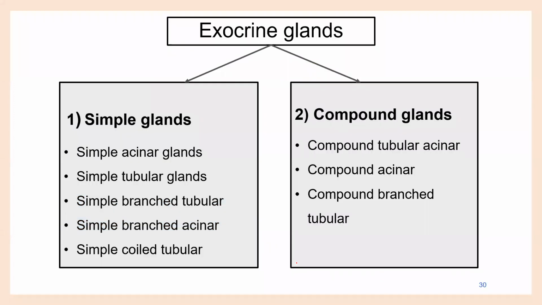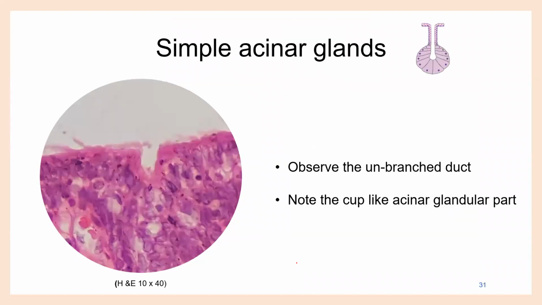So I'm not going to go on and on about this. You have the simple glands and the compound glands. We'll just look at the slides of each of these. So simple acinar gland, as I said, is this cup-like thing. You can't really see which is which, but there's a small duct that ends with the acinar portion. So this is a simple acinar gland.